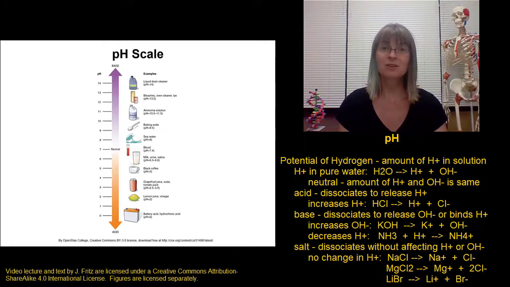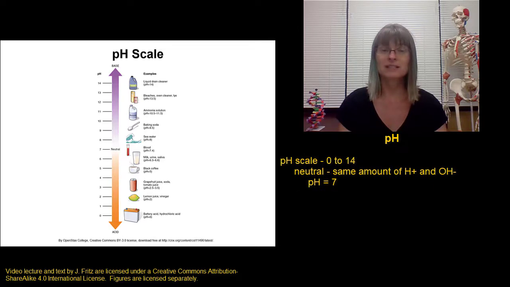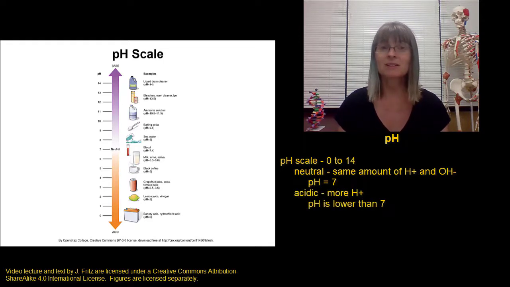pH is measured on a scale that goes from 0 to 14. Something that's neutral, that has the same amount of hydrogen ion and hydroxide ion, like plain water, is at pH 7. So pH 7 is considered neutral, the pH of pure water, same amount of hydrogen ion as hydroxide ion. The more acidic something is, the lower its pH, and the more hydrogen ion it has.